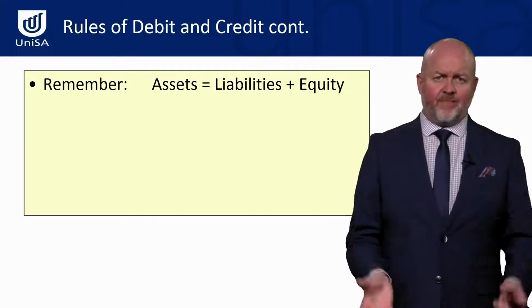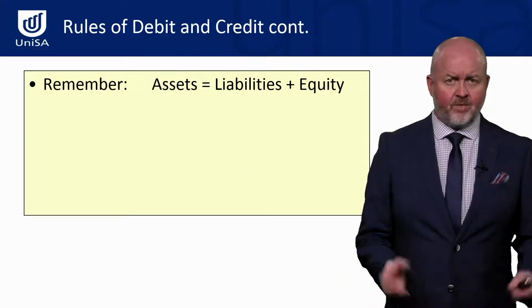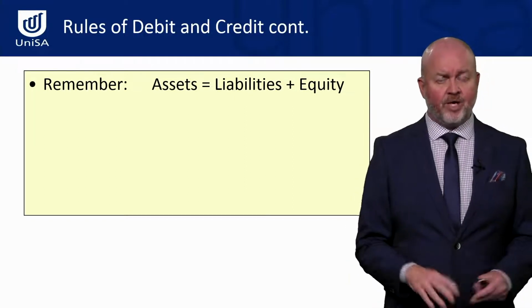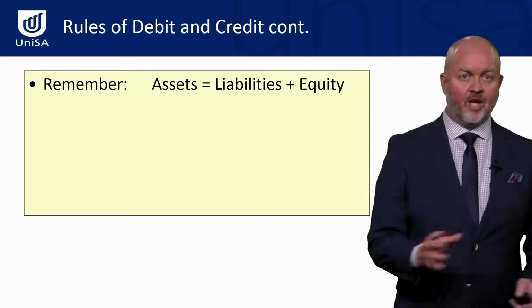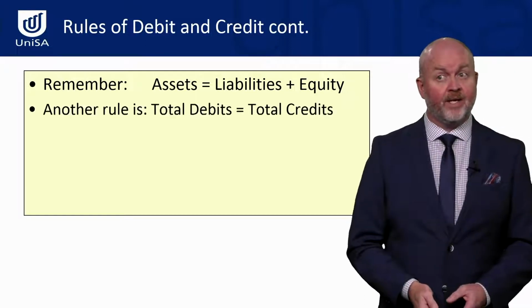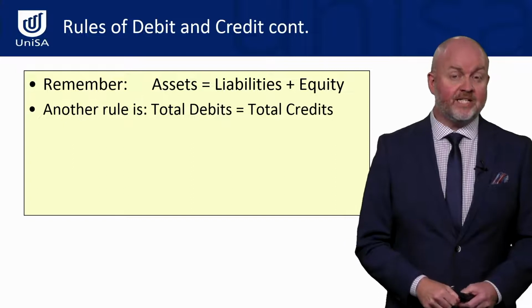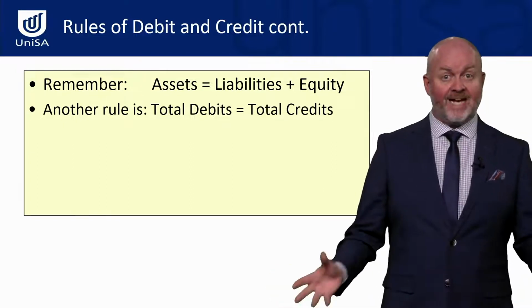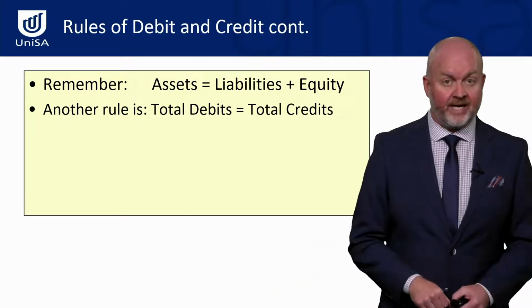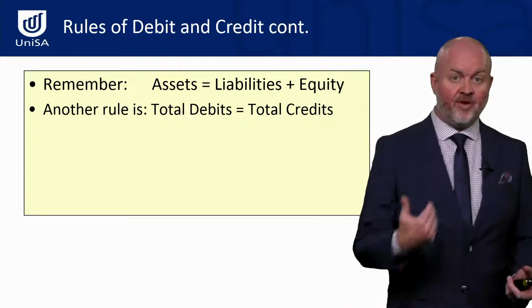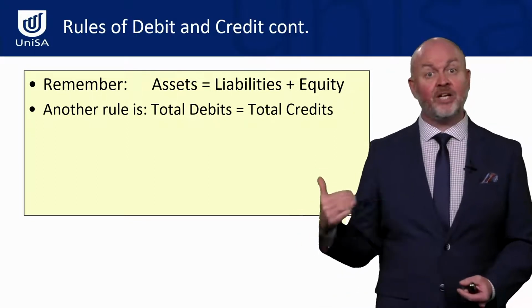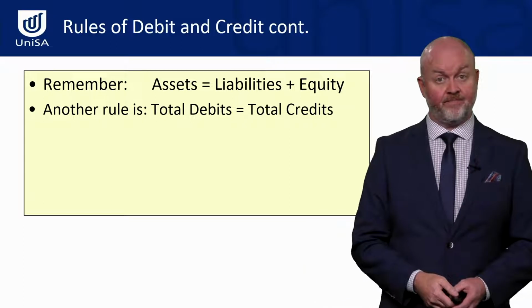So let's extrapolate this further. Remember the accounting equation that we've already introduced you to. Assets equals liabilities plus equity. Another rule we need to consider is that whatever we do, our debit and credit balances must equal one another. Everything needs to balance. For every debit entry, there is a corresponding credit entry when we're recording things.